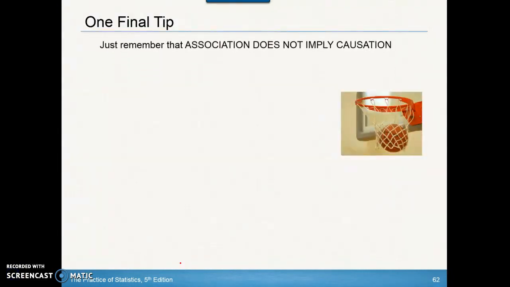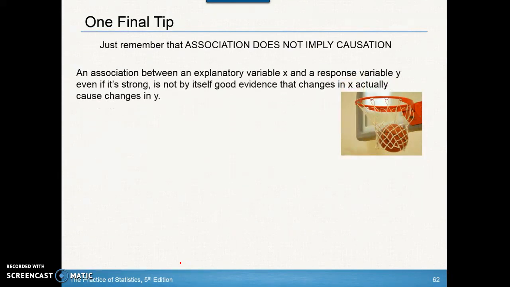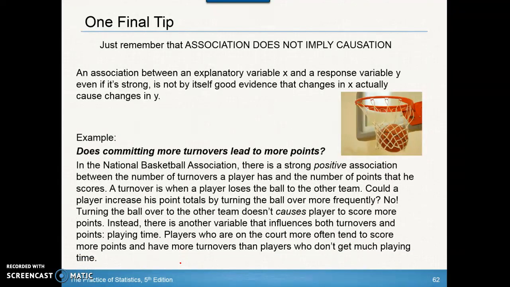All right, so just one final tip is that association does not imply causation. So an association between explanatory variable X and response variable Y, even if it's strong, does not mean that there's good evidence that the values in X actually cause a change in the values in Y. Okay, so here's an example down here. Go ahead, take a minute and read it. Okay, it's just kind of an interesting example. But it does not necessarily mean that correlation implies causation.